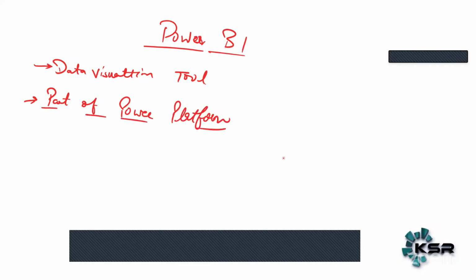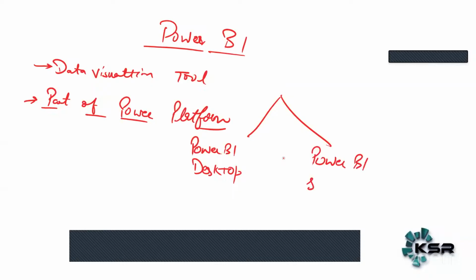For Power BI, you already know there are two things: one is the client side, which is called Power BI Desktop, and another is the server side, which is Power BI Service. Desktop, as the name says, is a desktop application in which you will be developing your Power BI reports.